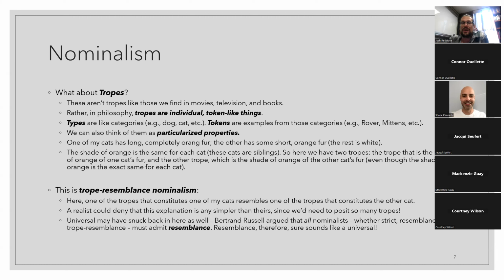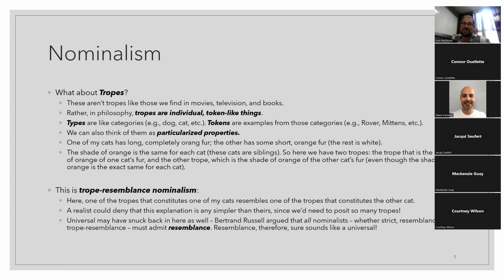Even though the orangeness of each of my cat's fur is the same, we wouldn't say, if we're trope resemblance nominalists, that that's because of some universal orangeness that both cats instantiate. Instead, we would say that there are just two different tropes and they resemble one another. So this is a way to try and make resemblance nominalism even more precise.